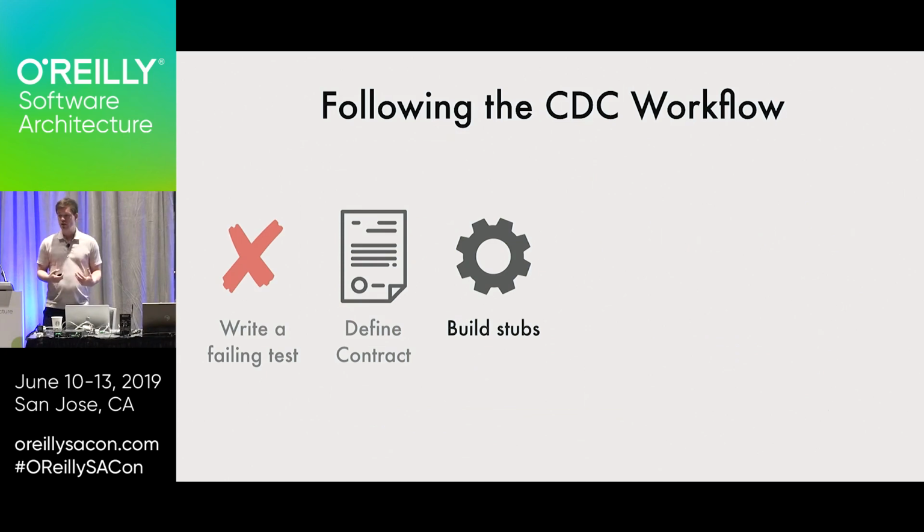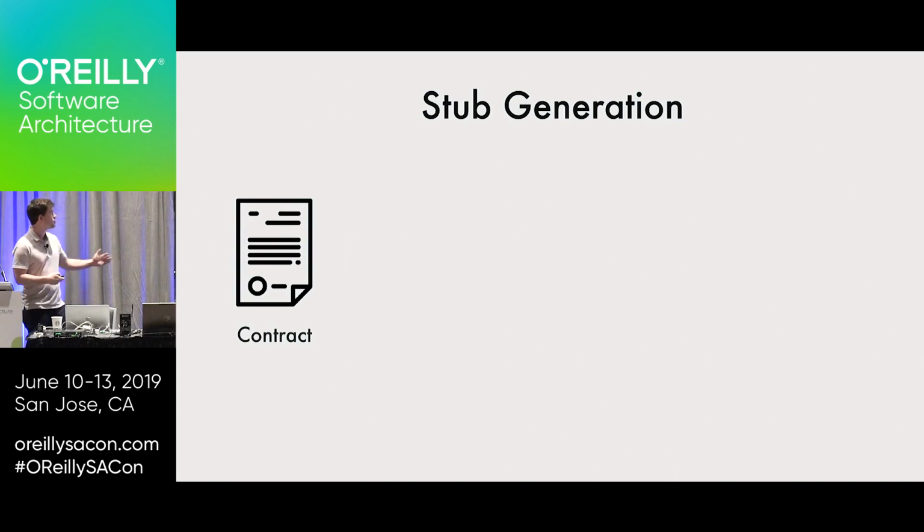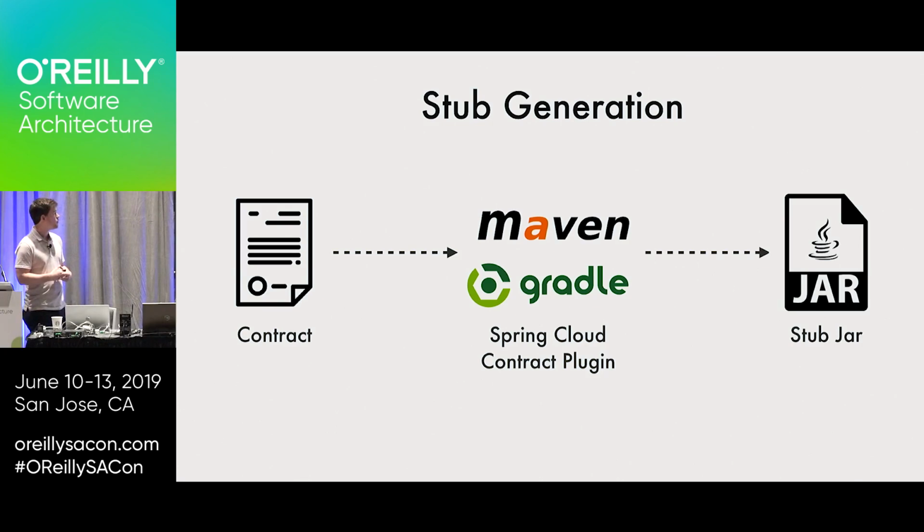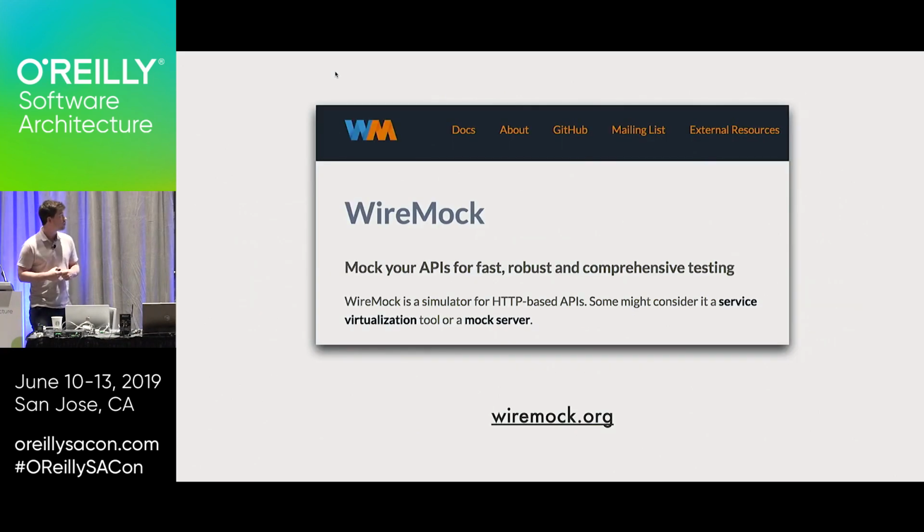Once you've generated our contract, we can then build stubs from our contract. So we take our contract and we run it through our CDC tool. This is the same concept for all. And we come out with a stub jar, which is a stub that we've generated from our contract. The stub itself runs in YMOC. If you're not familiar with YMOC, it's an HTTP simulator for APIs.